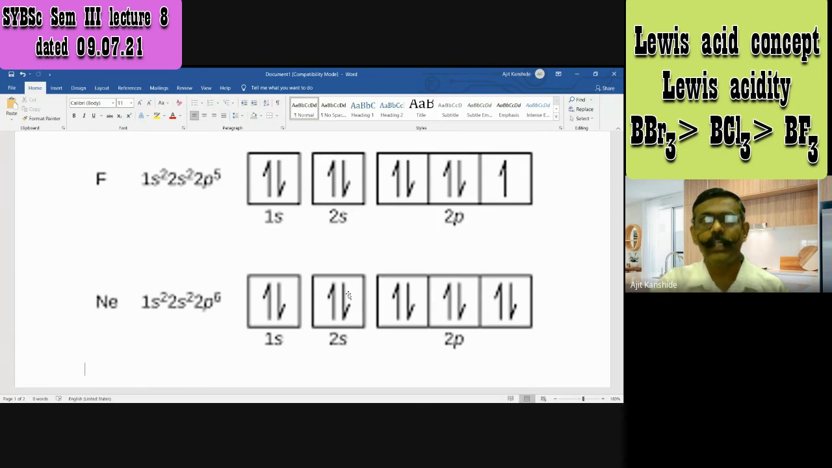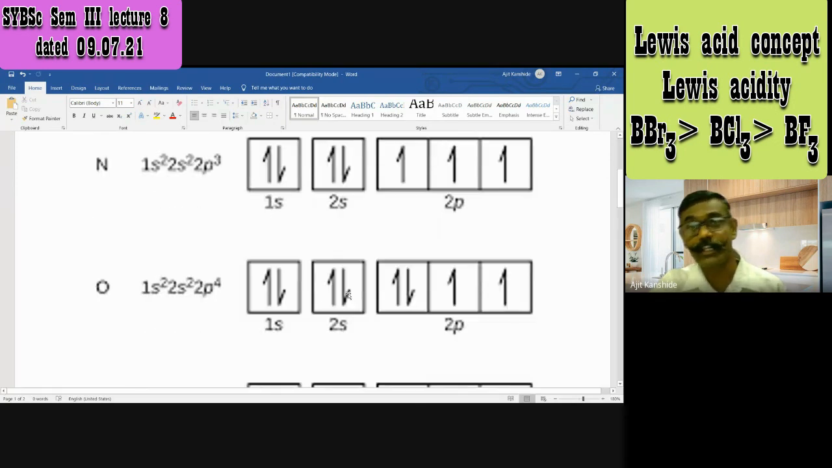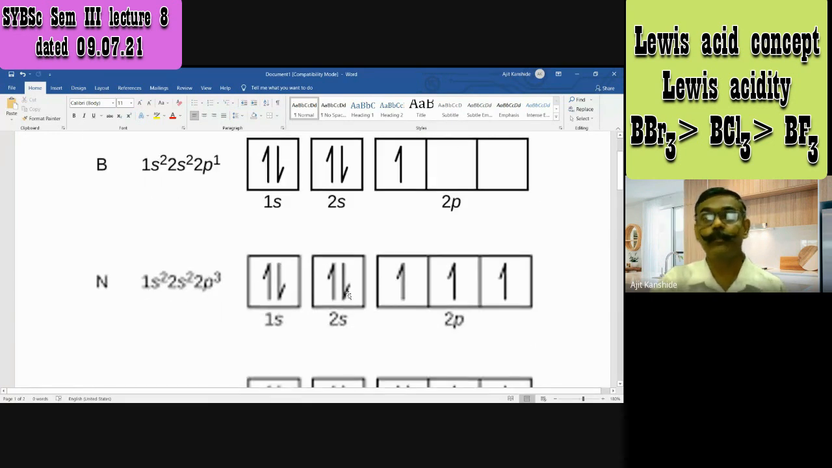So conclusion, neon will not form a single bond. Fluorine can form a single bond. It's a natural tendency. Nitrogen can form 3 bonds. Boron, natural tendency is it should form 1 bond. But since 2s and 2p are neighbors, the energy level difference is little. Electron will excite from 2s orbital to 2p orbital, and 3 electrons can be made available.